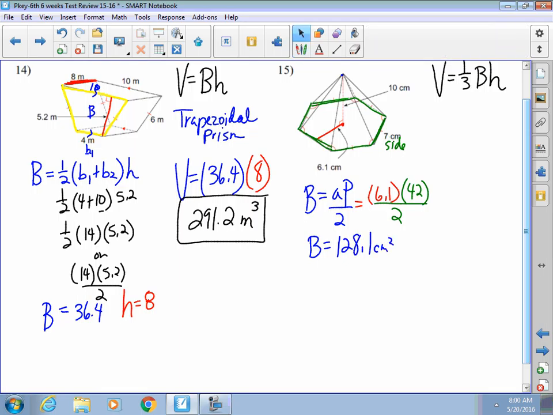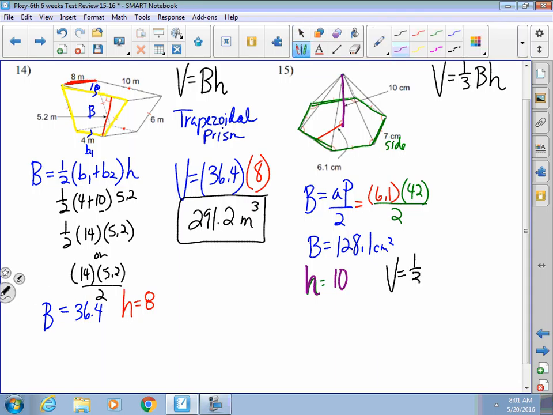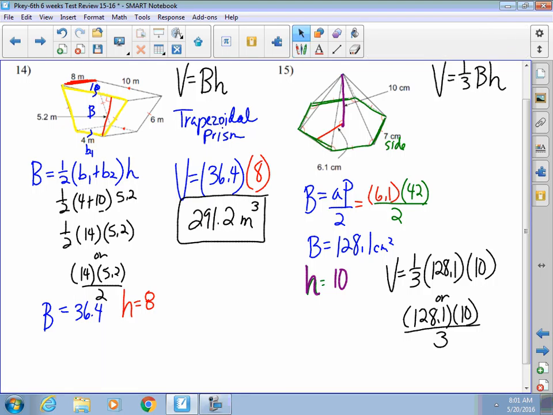Now I need the height of the pyramid. The height of the pyramid is from the center up to the vertex. That height is 10. So all I need to do now is plug it into the formula. Volume is 1/3 of my base, which is the 128.1, times the height, which is 10. Or I can think of it like this: 128.1 times 10, then divide by 3. Okay? You get a whole number.